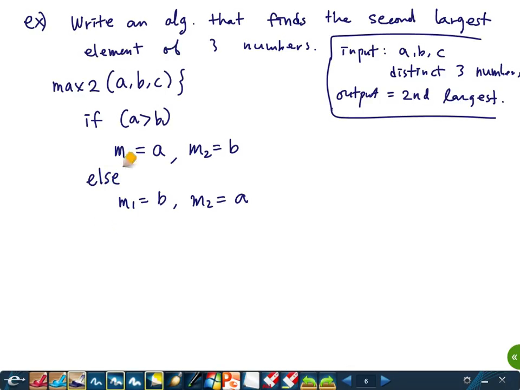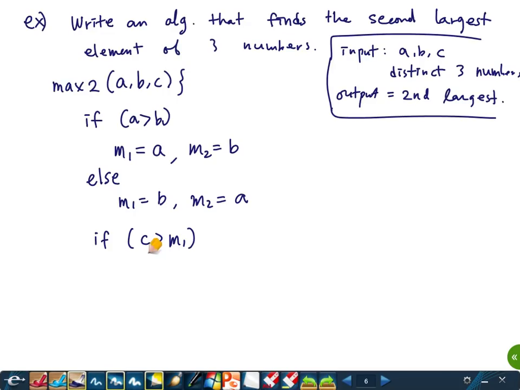Now what about C? Now we have to look at C. So we have now M1, in any case, whether this is true or not, M1 is the largest among A and B, and M2 is the smallest among A and B. So now we need to compare C with these numbers, M1 and M2. So suppose C is bigger than M1. What does that mean? M1 is the biggest among A and B. And if C is bigger than M1, it will be the biggest among all of A, B, C. So C is the biggest one.